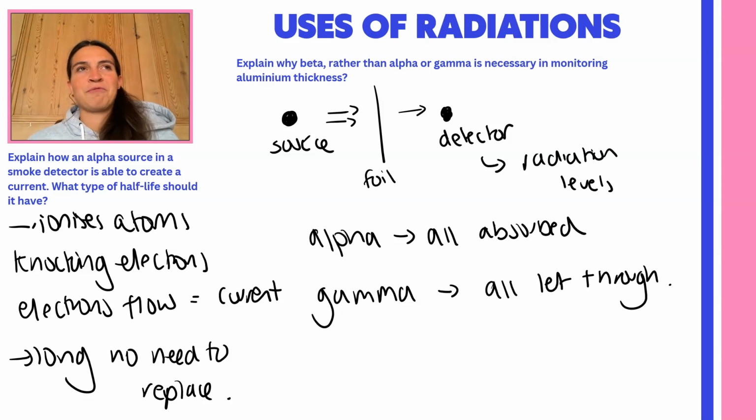So even if that foil was really thick, you wouldn't notice any great fall in the amount of gamma that's being detected. So you do need to use beta, and what will basically happen is if the level of radiation reaching the detector falls, that's because your foil is quite thick, and so it is absorbing all of that beta. And what might happen is your machine might then roll it a little bit thinner. So it will react to the detection of the radiation on your detector.